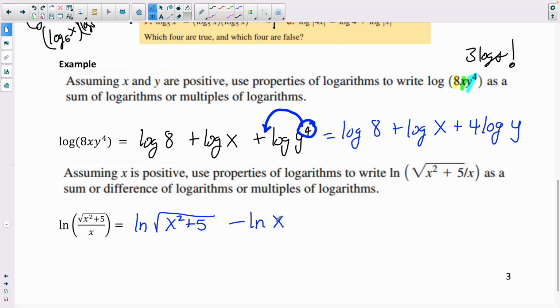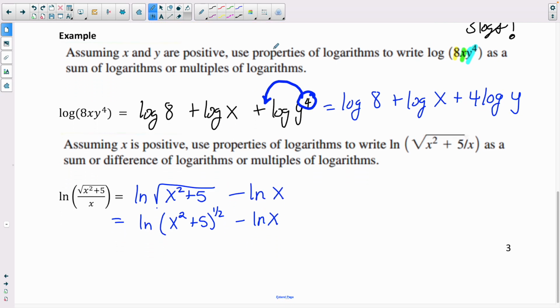And now you're going to look, can I do more? Well, I'm going to rewrite this square root as a fractional exponent. Minus the natural log of x. Don't forget that. That's from our first step. So now this allows us to move the 1/2 to the front, and I'm going to have 1/2 the natural log of x squared plus 5 minus the natural log of x.